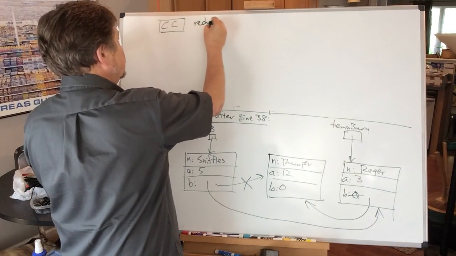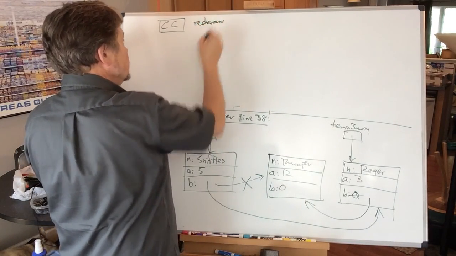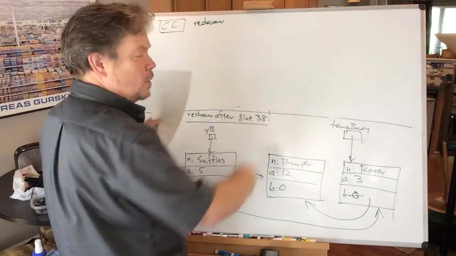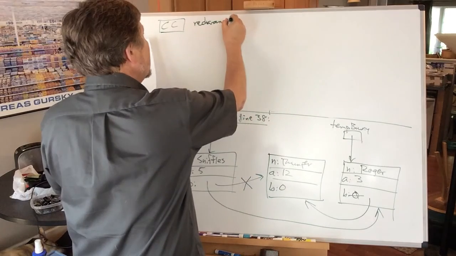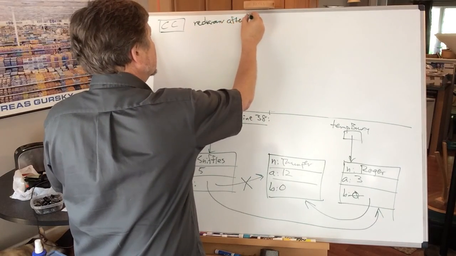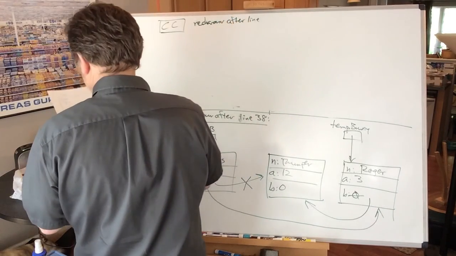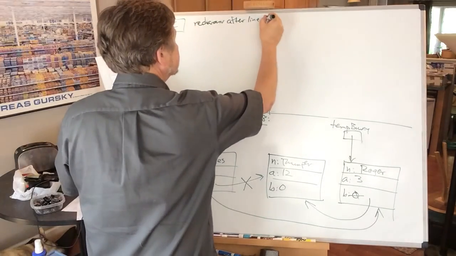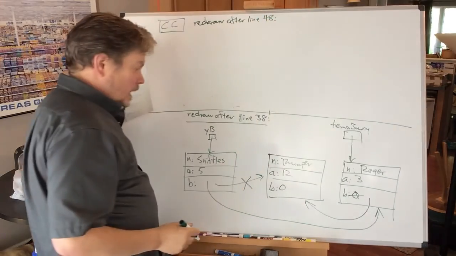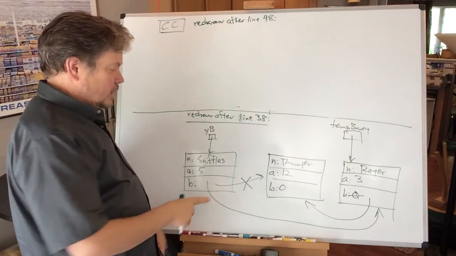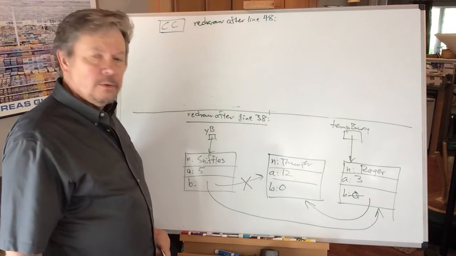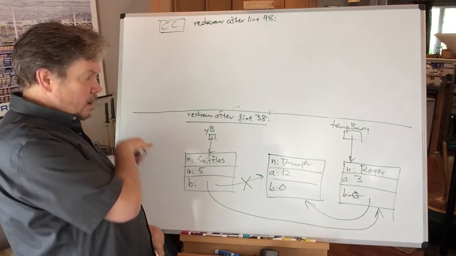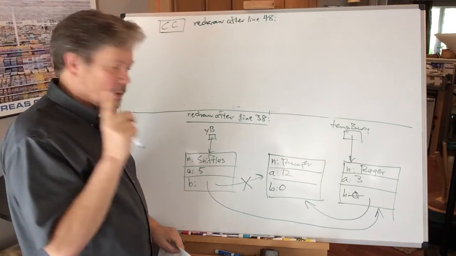For clarity, it's always a good idea to redraw the picture rather than just keep going and marking out errors, and all that stuff. So this is redraw after line 48. One of the things you get to do when you redraw it is you just leave out any dead arrows, you leave out any marked out zeros or whatever, and you can also put things in a straight line. Here's what I'm talking about.